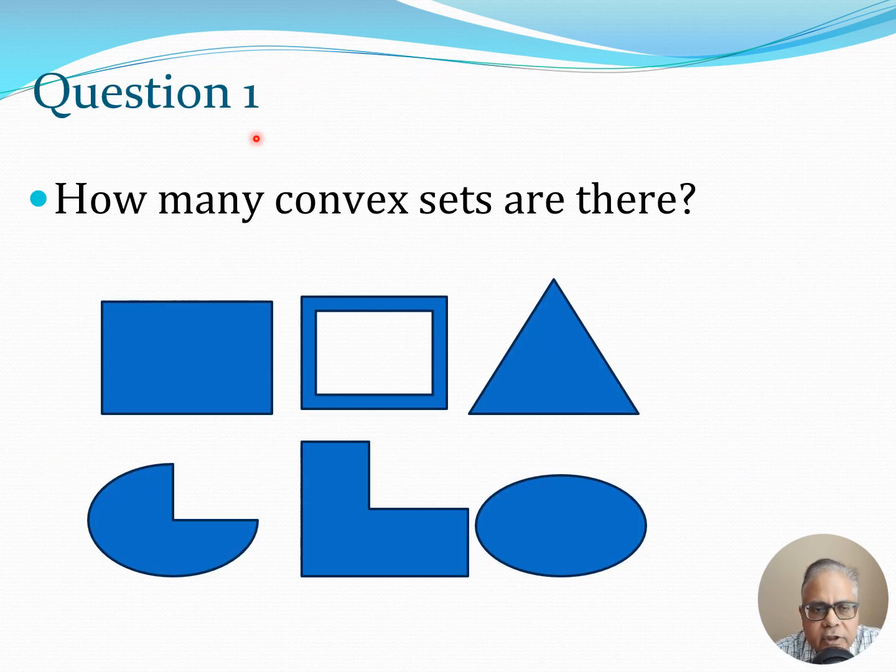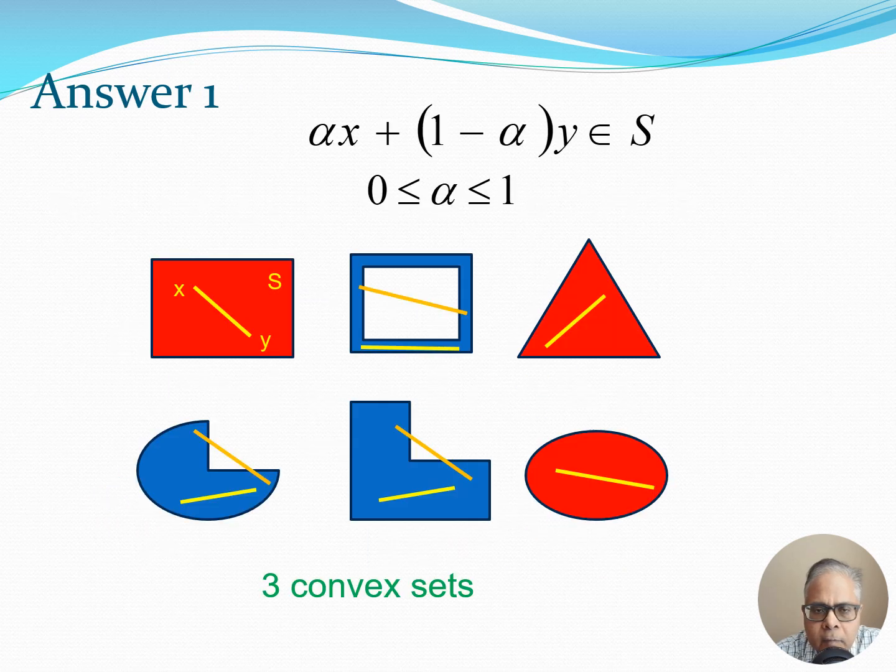Now let's start with question number 1, which is how many convex sets are there in these 6 sets shown here. Now, one of the things you need to remember in convex sets is that if we draw a line between any 2 points in the convex set, then that line also should lie within that convex set. That is the proof that the set is actually convex.